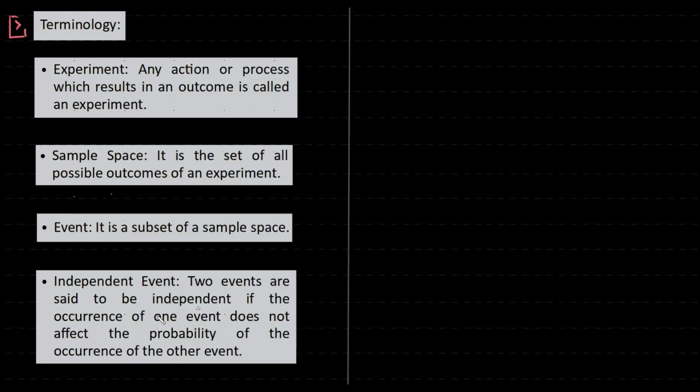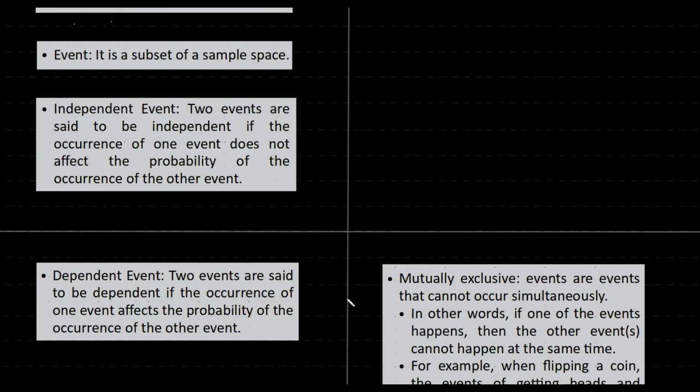Independent event, 2 events are said to be independent if the occurrence of one event does not affect the probability of occurrence of the other event. So this is something that I have to use a bit of examples to show it. So let me not talk about it over here.